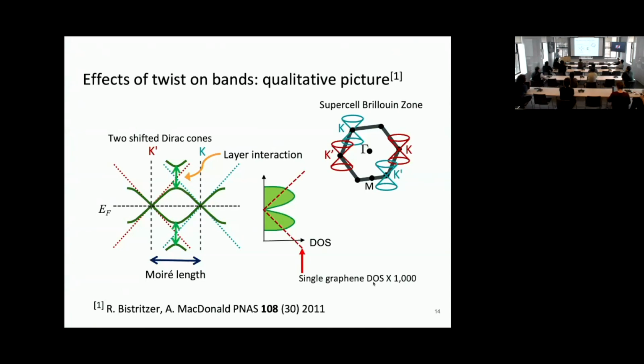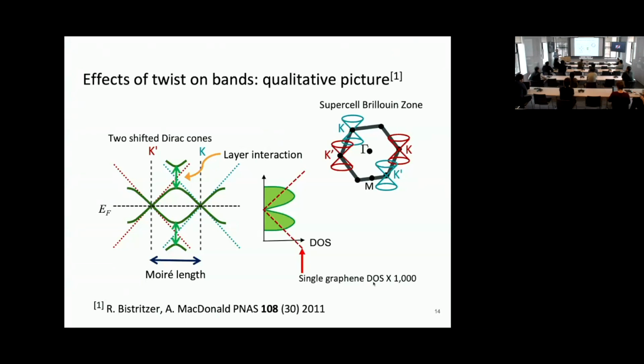Importantly, when you have this splitting here, you produce bands that are flatter than the original bands, and the Fermi velocity here, the slope of the states, is also renormalized. This leads to this kind of density of states, where you have these two lobes associated with each one of these bands, and the density of states here is significantly higher than in graphene.